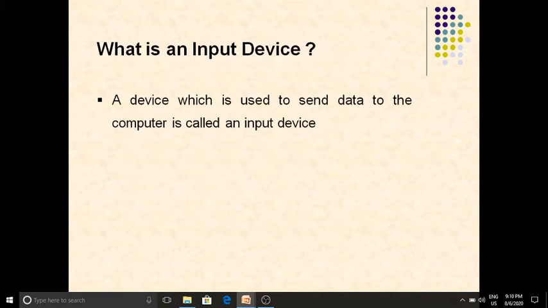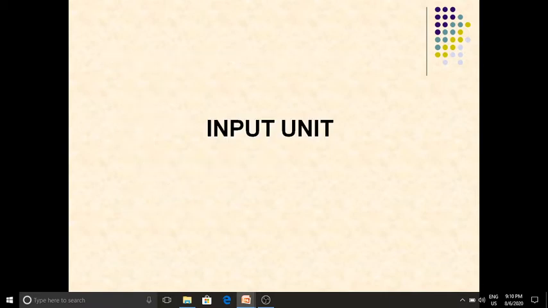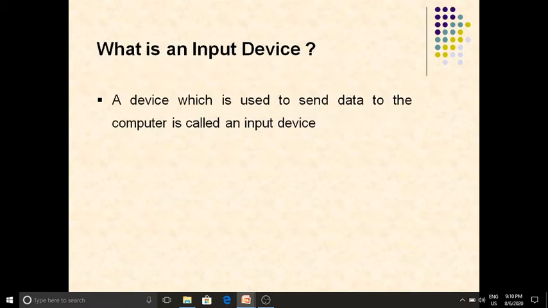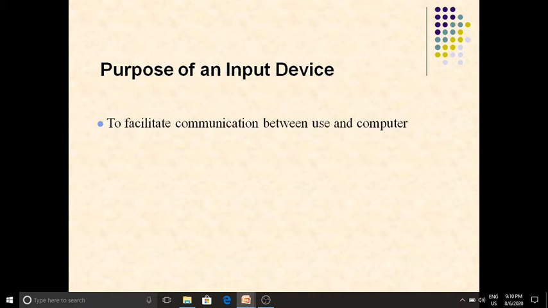The first part of a computer is the input unit. What is this input unit? The input unit is a device which is used to send data to the computer. The input units we use in a computer system are a keyboard and mouse, through which we send data into the computer. What is the purpose of the input unit? To facilitate communication between user and computer. It acts as a mediator between the user and the computer system.